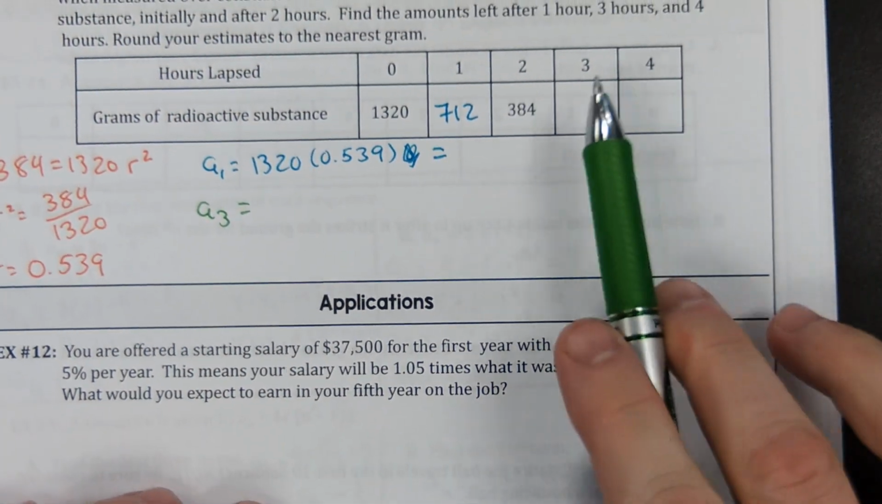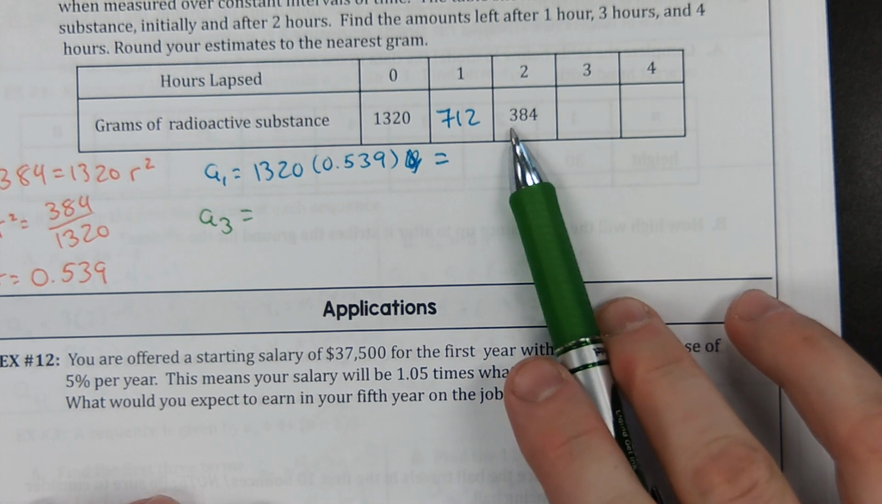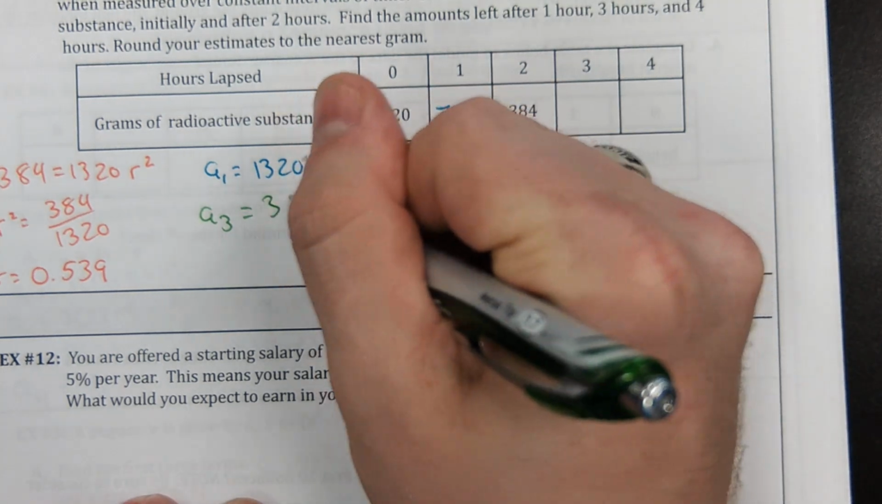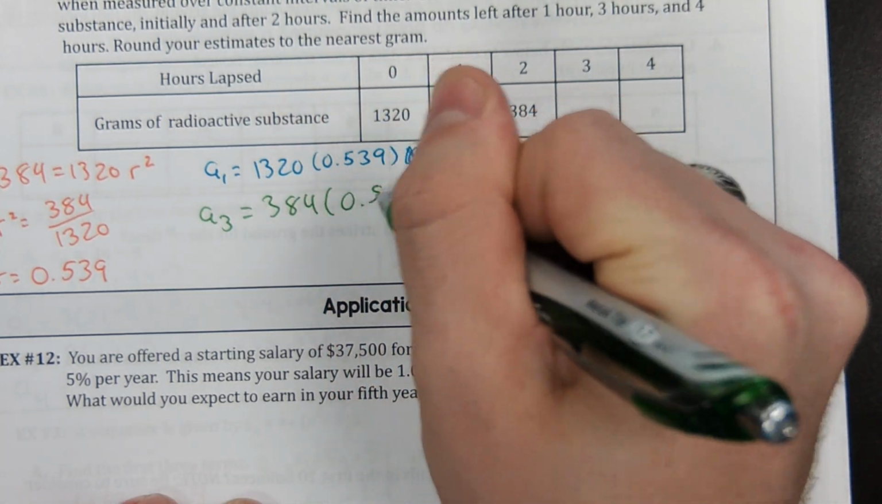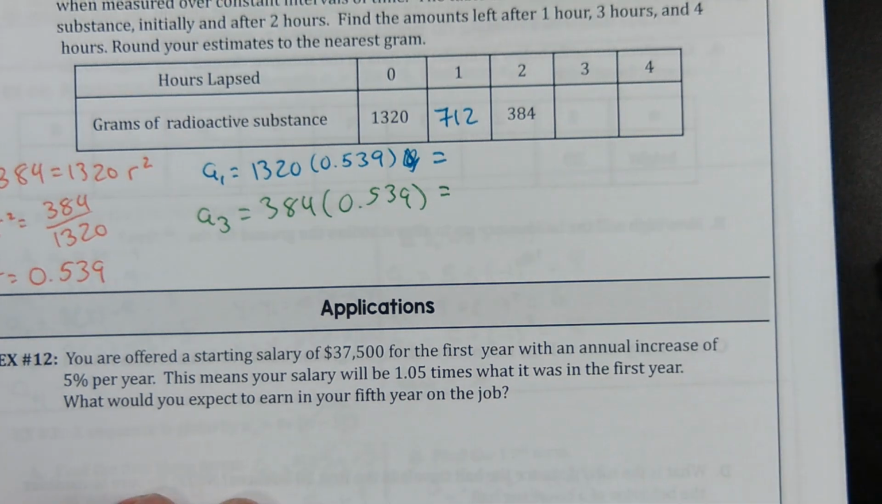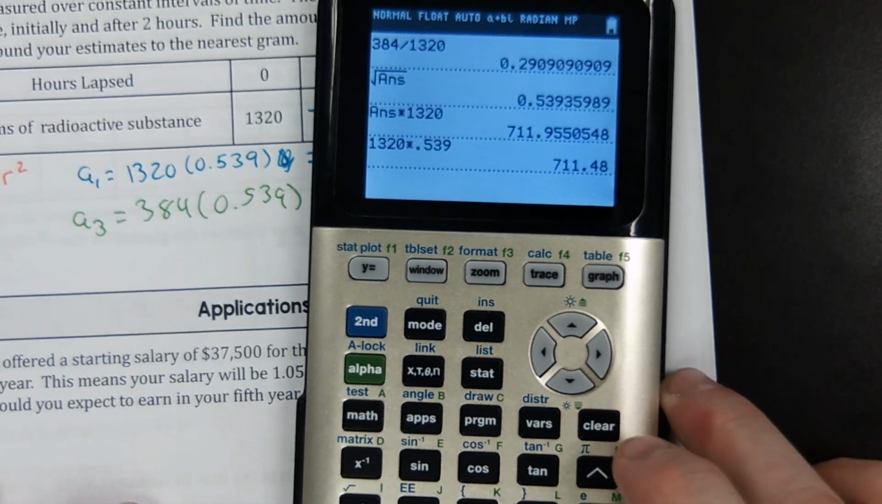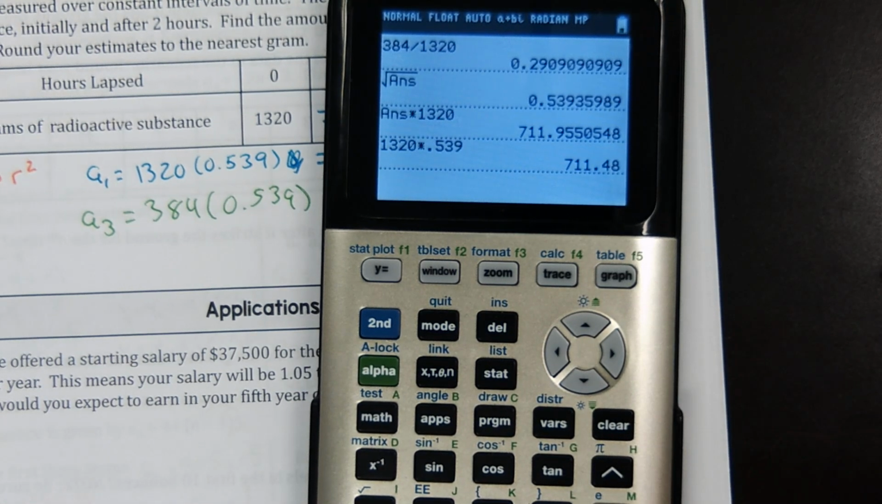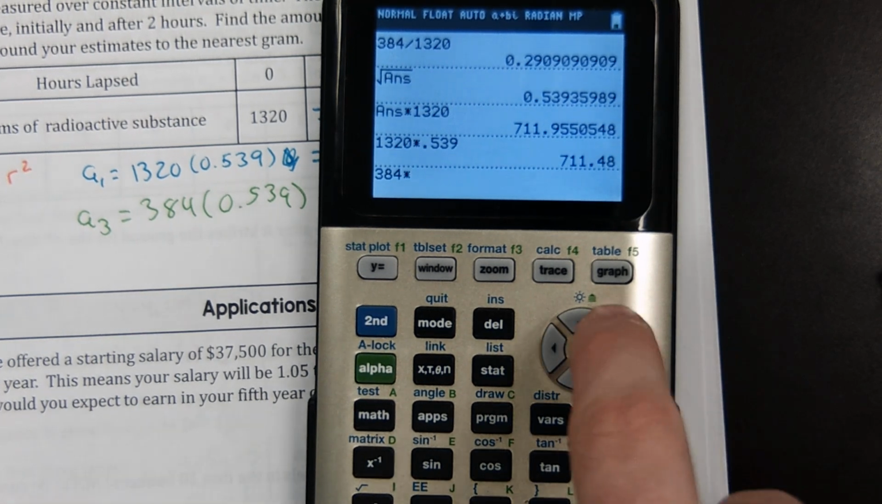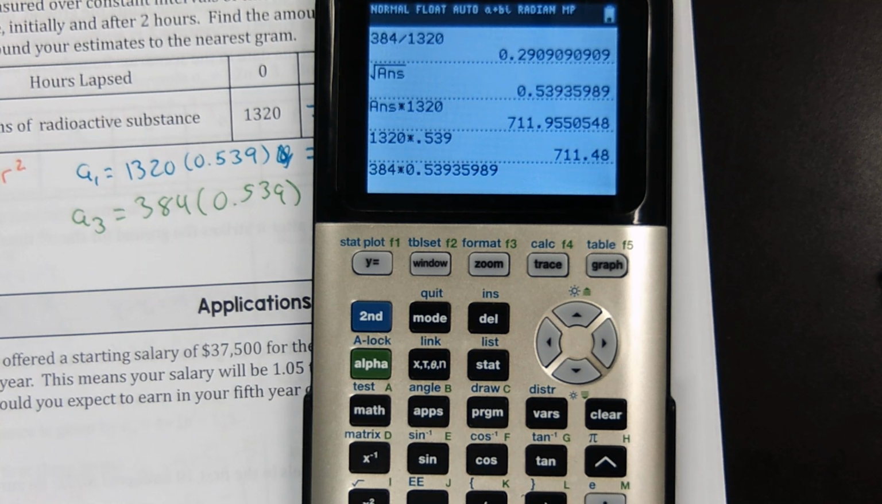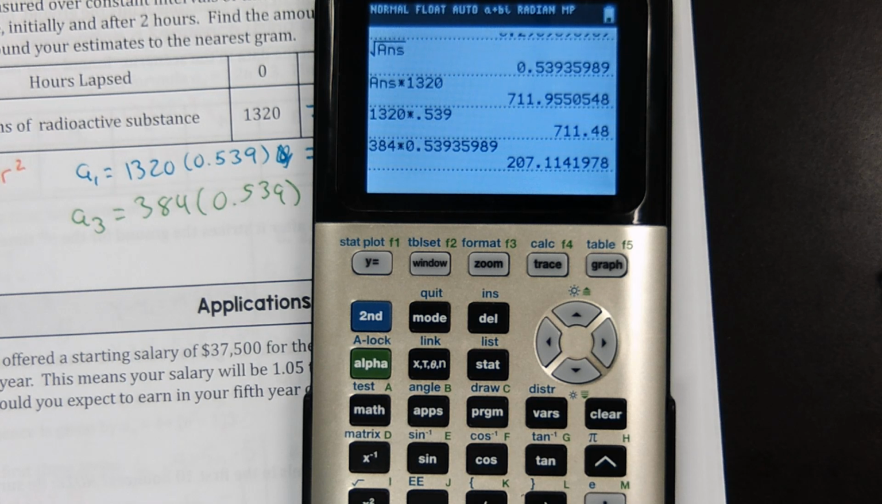Okay? Let's track down A3. Can we agree that A3 is a single R away from 384? See that? Just times R one time. So I'm going to take this 384 and multiply it by the 0.539. I forgot to write 712 in blue. And again, I don't want to round. I want to try to be as exact as possible. So here's what I'm going to do. 384 times, and then I'm going to scroll up to when it calculated the 0.539, and hit enter. And it's going to copy paste it for me. And then I can hit enter one more time and get about 207.